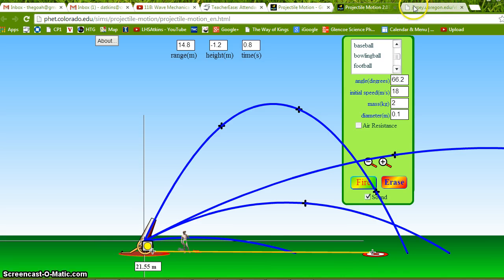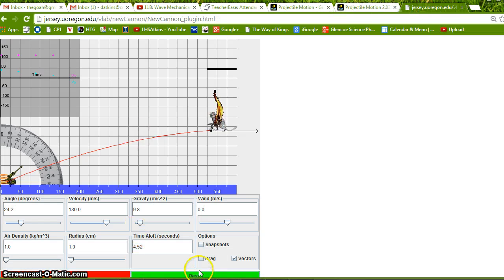So, here's a different example. Ooh, we need to reset that. Here's our monkey cannon. We're going to shoot a monkey. That's right. Oh, that's going to leave a mark. So whenever we do this, let's try to make it so that we miss it. Let's do snapshots.